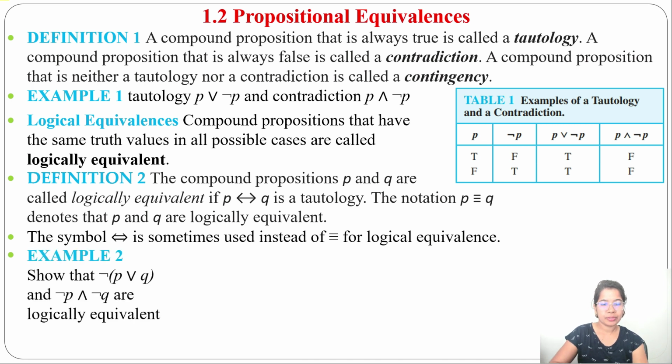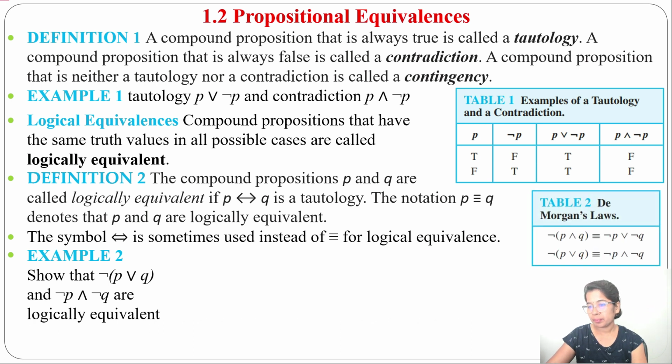Let's see one example. Negation of P or Q and negation P and negation Q are logically equivalent. This comes under De Morgan's law. So negation of P and Q will be negation P or negation Q. The negation of the whole bracket P or Q is logically equivalent to negation P and negation Q. So when we take the negation symbol inside, the and/or symbol changes. When it's and, it changes to or. When it's or, it changes to and, and the negation symbol will be with each proposition.